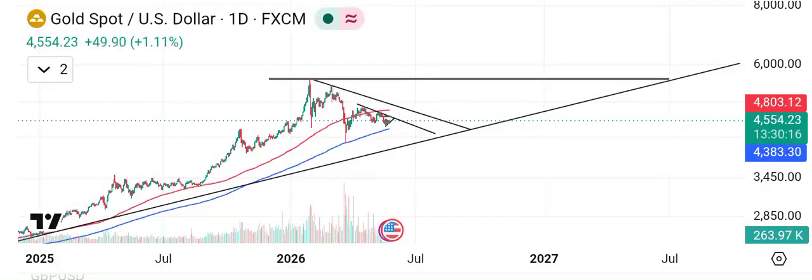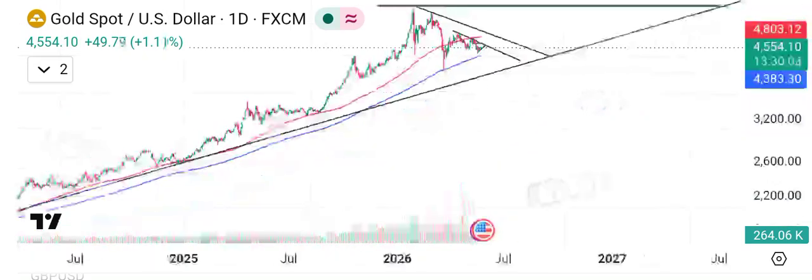Looking at the gold US dollar daily chart. I want to do a top down analysis for the week. So looking at the chart now, you can see that the market is bullish.